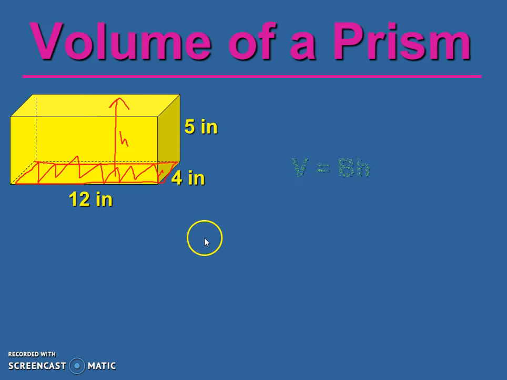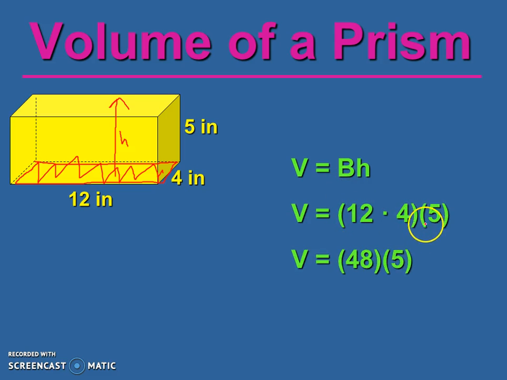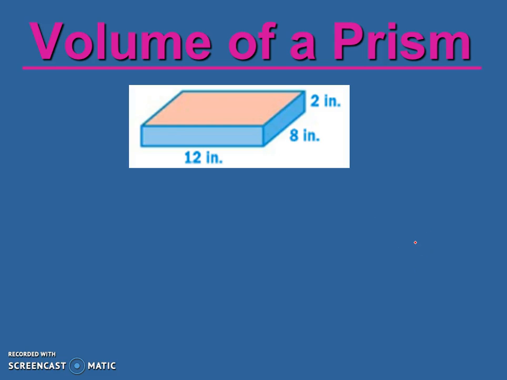So from the bottom straight up to the top, right, that's going to be considered my height, so in this case 5. So when I go to fill out my formula, again, capital B, area of the base, was found by doing 12 times 4, which is 48. I'm going to multiply that by the height, which is 5, and that's going to give me a total of 240 cubic inches.